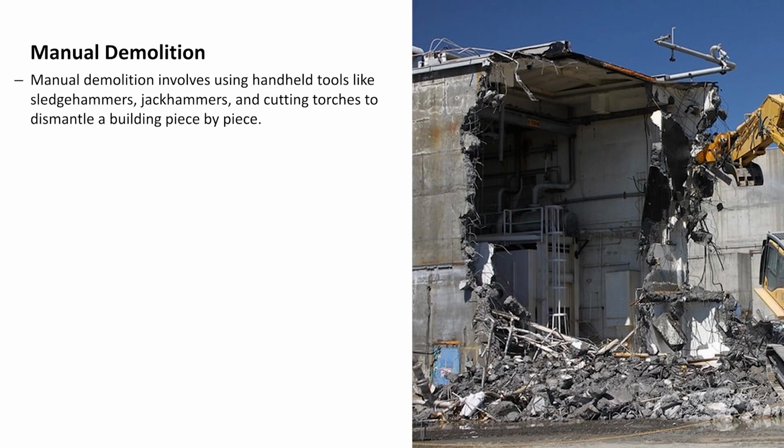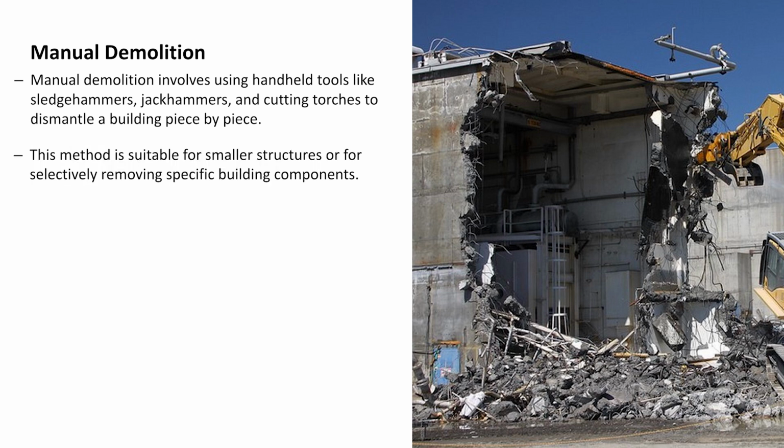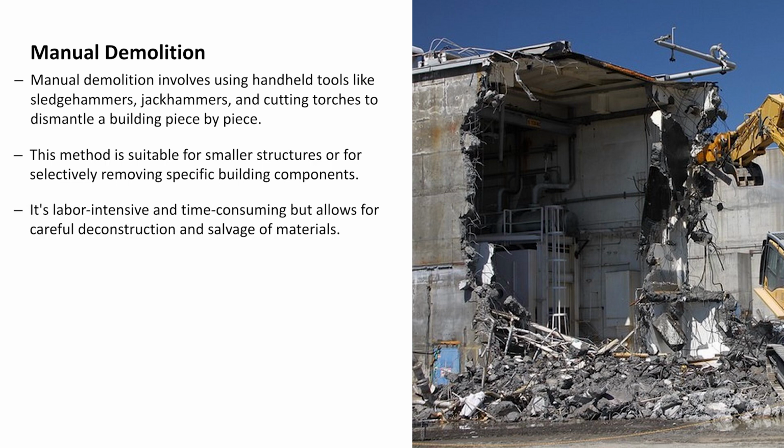Manual demolition involves using handheld tools like sledgehammers, jackhammers and cutting torches to dismantle a building piece by piece. This method is suitable for smaller structures or for selectively removing specific building components. It's labor intensive and time consuming, but allows for careful deconstruction and salvage of materials.